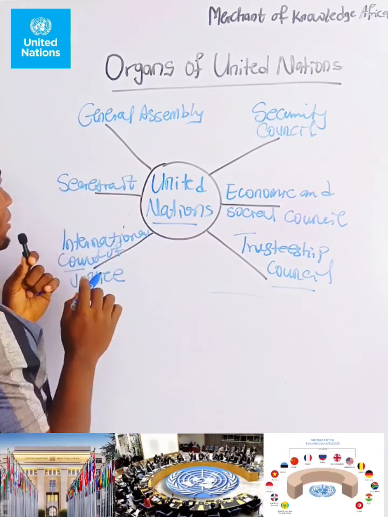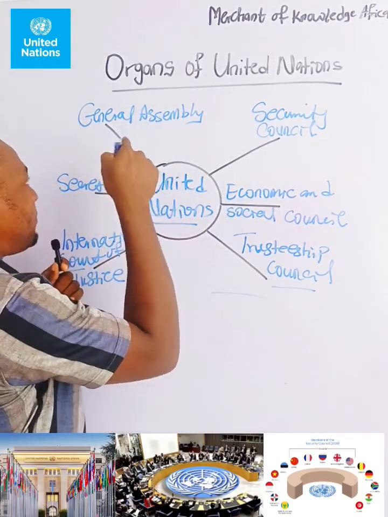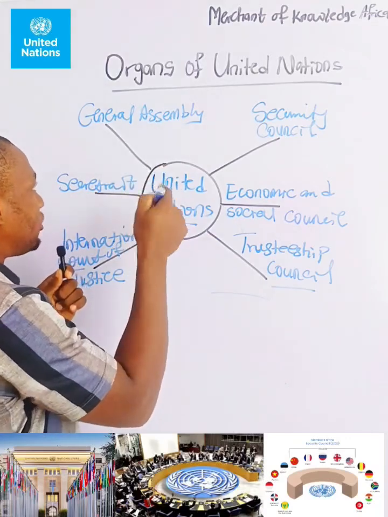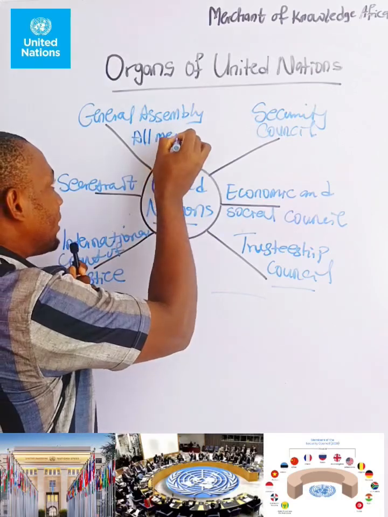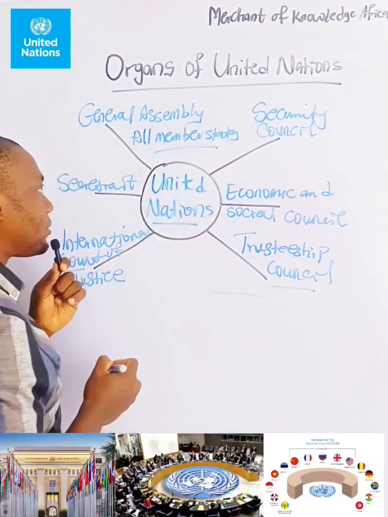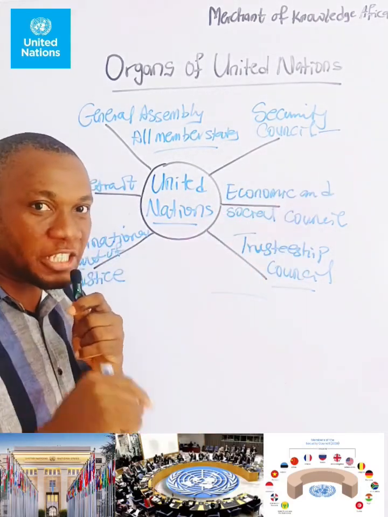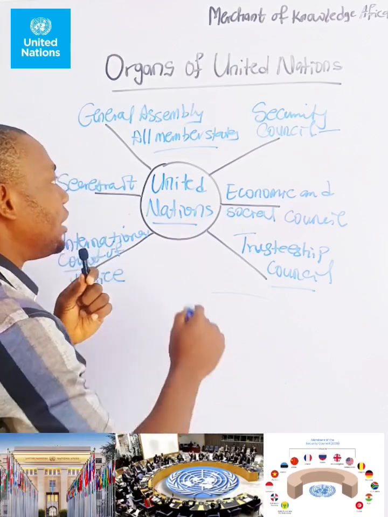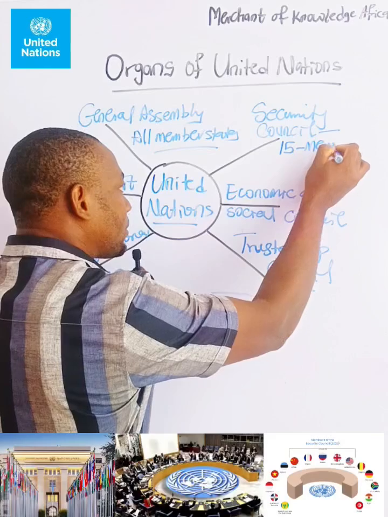The General Assembly. The General Assembly is the main policy making and representative body of the United Nations. It comprises of all member states. All right. The Security Council is responsible for international peace and security. It consists of 15 members.